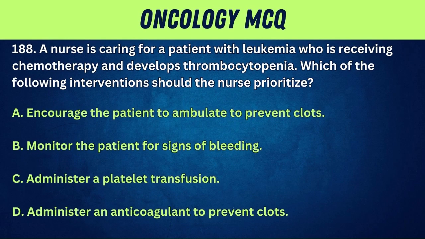188. A nurse is caring for a patient with leukemia who is receiving chemotherapy and develops thrombocytopenia. Which of the following interventions should the nurse prioritize? A. Encourage the patient to ambulate to prevent clots. B. Monitor the patient for signs of bleeding. C. Administer a platelet transfusion. D. Administer an anticoagulant to prevent clots.